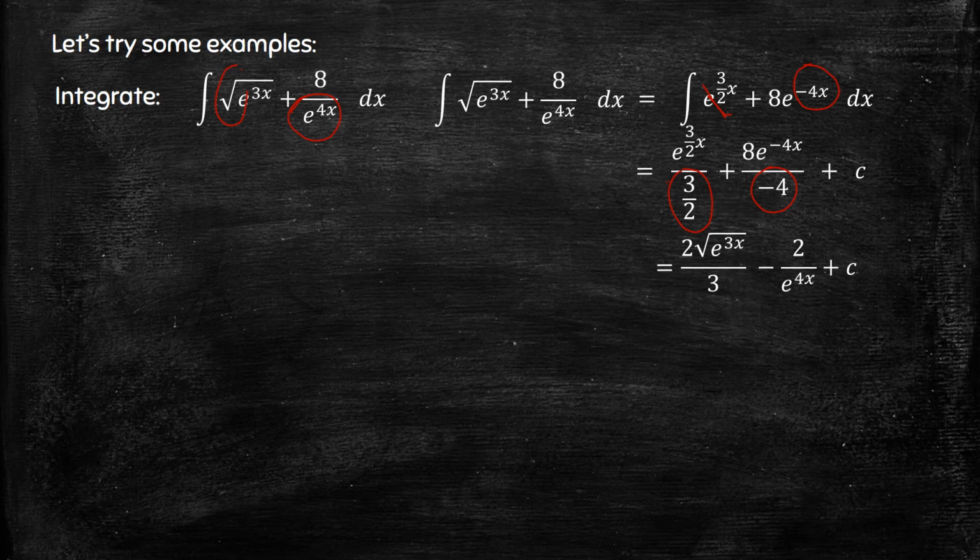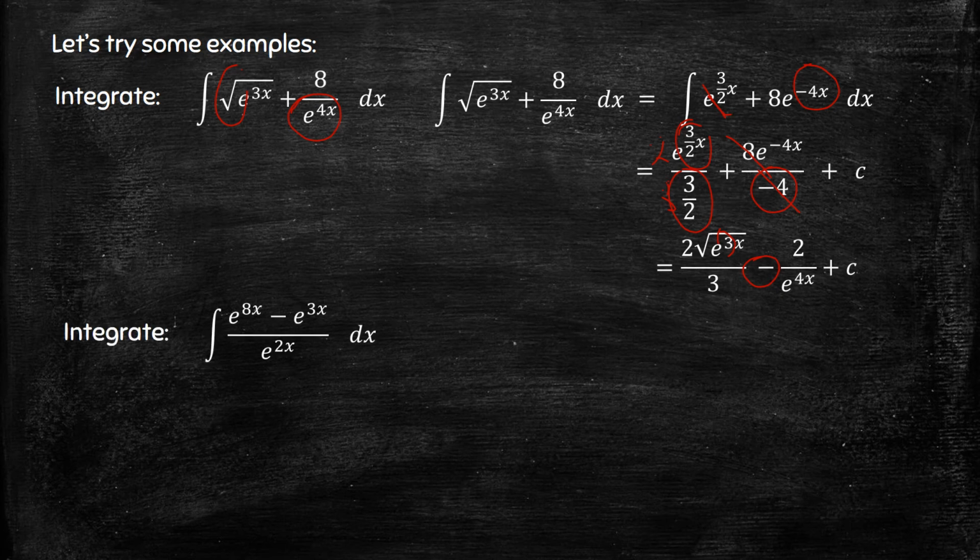Now I've taken that and put it back into its original form. So the 2 stays there, the 3 stays with the x there, and because of the divide by 2 in the power, that becomes the square root of it. Now with this one here, 8 divided by negative 4 is negative 2, so that's why that's negative. And we've taken the e to the negative 4x and taken it back down the bottom line. And we've got plus c on the end of it. We'll just try one more example.